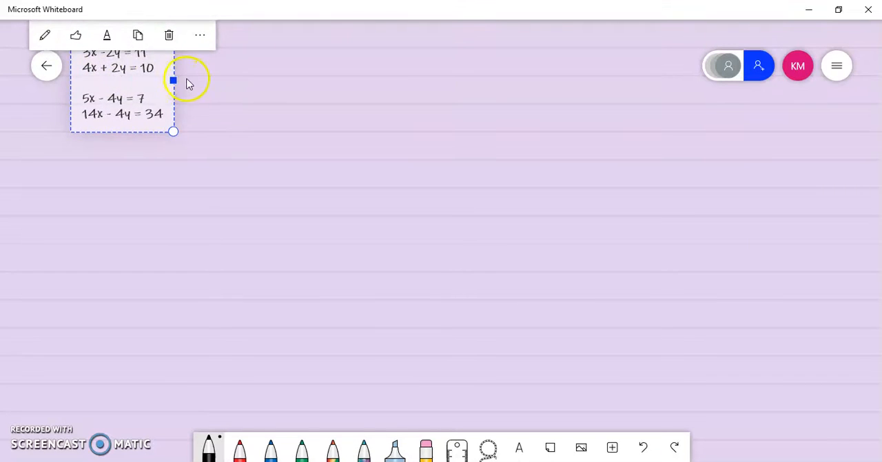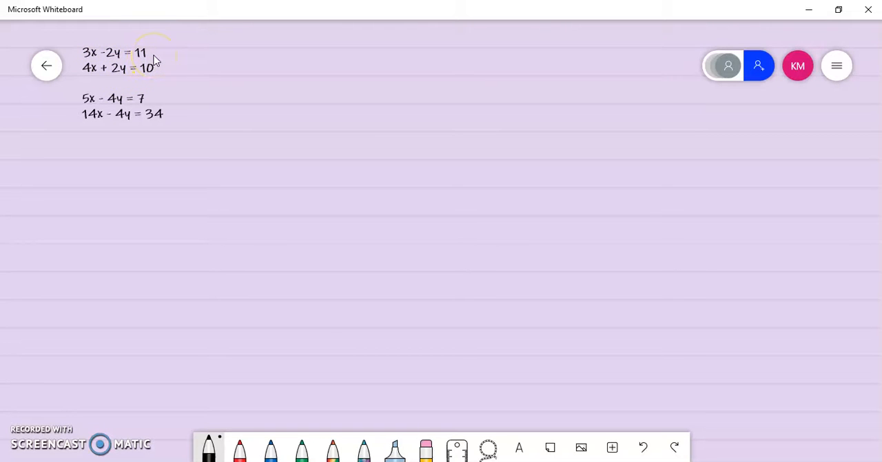Now let's look at this first equation. I have 3x take away 2y equals 11 and 4x plus 2y equals 10. If I temporarily ignore my signs, I'm going to notice that the coefficients of y appear to be the same. So I see 2 in this first equation and I see 2 in this second equation. So I can use the elimination method to solve for this pair of simultaneous equations.